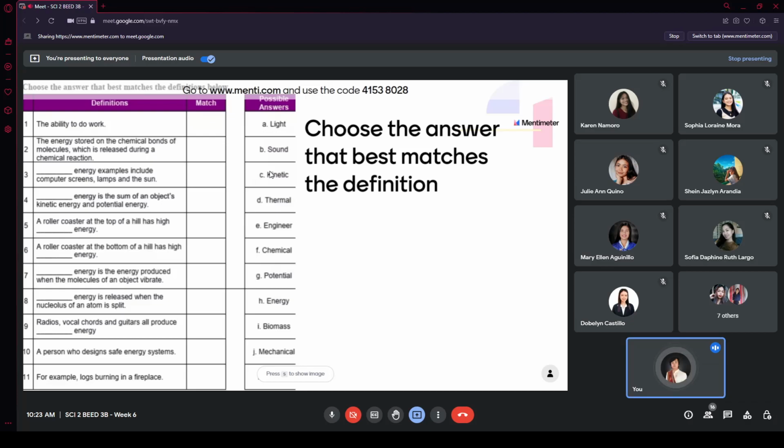And number 7, blank energy is the energy produced when the molecules of an object vibrate. That should be thermal energy for number 7. For number 8, blank energy is released when the nucleus of an atom is split. So number 8, this is our nuclear energy. Number 9, radios, vocal cords, and guitars all produce blank energy. So of course that's sound energy.